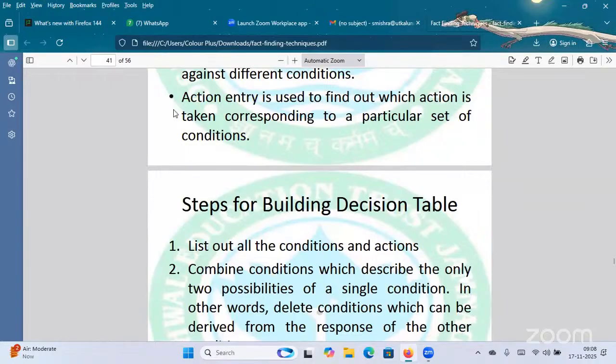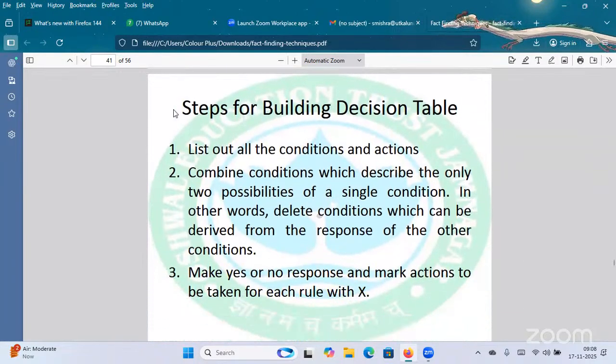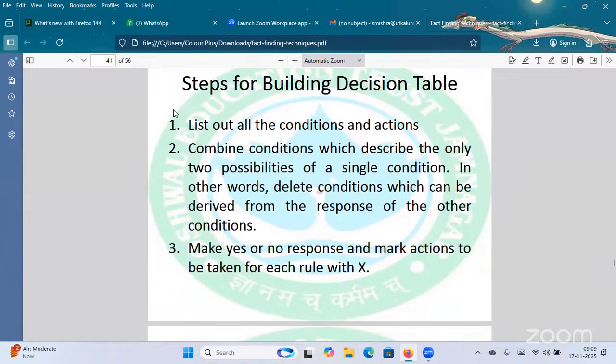Steps for building a decision table. List out all the conditions and actions. We have already seen that we have to list out all the conditions and actions. Combine conditions which describe the only 2 possibilities of a single condition. In other words, delete conditions which can be derived from the response of other conditions. So make yes or no responses and mark actions to be taken for each rule with X. Where you have to take the action, you have to mark X.